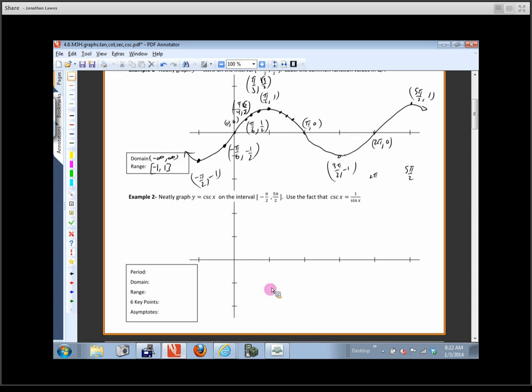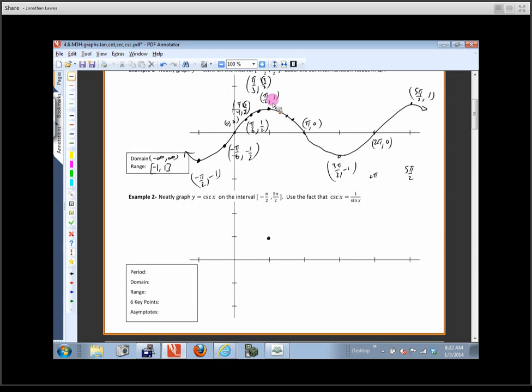Okay, so we're going to take these values right here and we're going to come down here and we're going to graph what the cosecant would look like. So the easiest value on this little curve right here to find the reciprocal of is right here. What's the reciprocal of 1? It's 1. Reciprocal of 1 is 1. So I'm going to come down here.